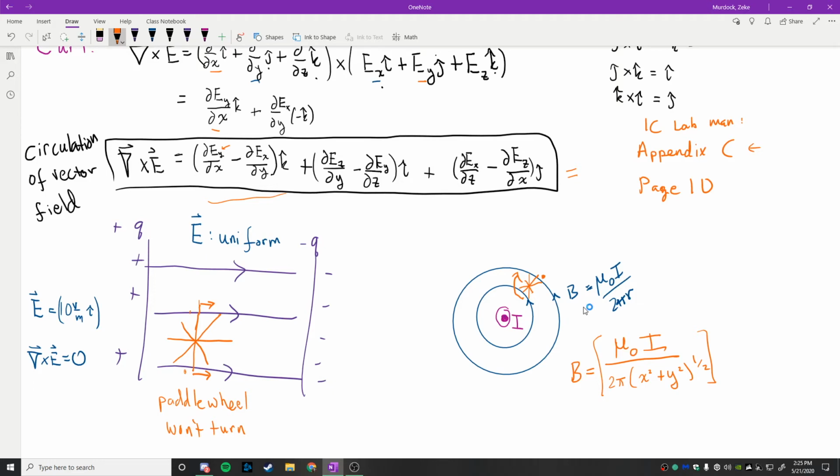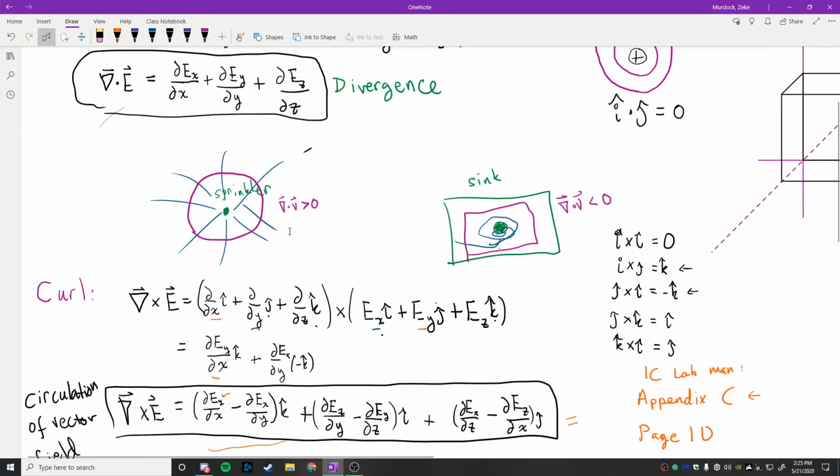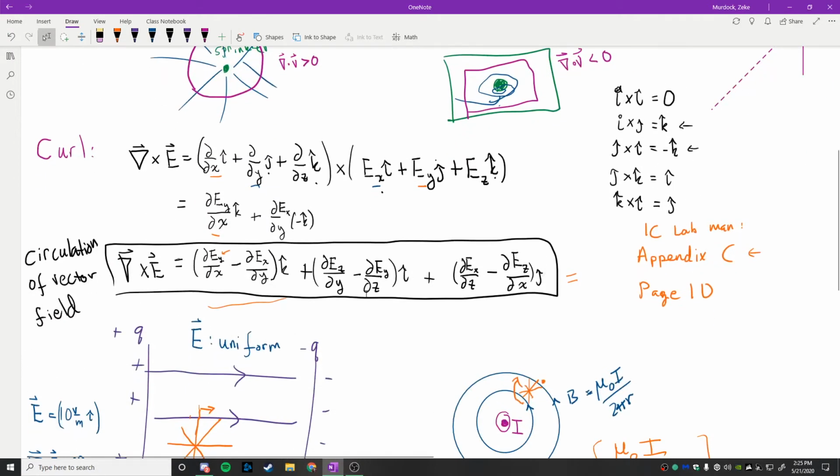All right, so I've kind of gone off on a tangent. I should stop for a second. Do you guys have any questions about curl, divergence, gradient? Specifically, divergence and curl, how they're defined, and what they represent. Any questions at all?